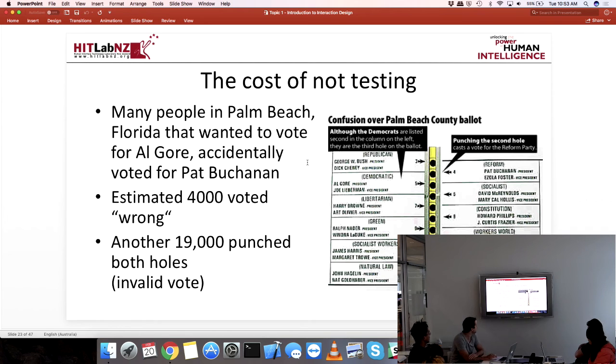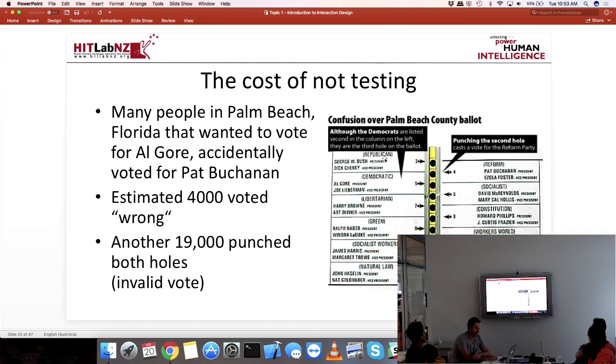So you'd look at this, and if you didn't take the time to read the ballot, you'd be like, okay, Republicans are the first group, so we'll punch that hole for voting Republican. Democrats are the second group, so we'll punch the second hole for voting Democrat. And just like that, you've thrown your vote away. Because what the second vote actually counts for is the Reform Party.